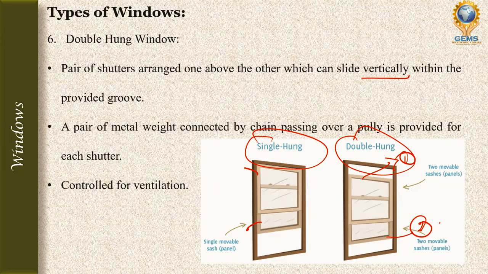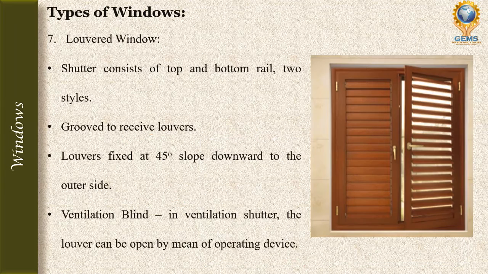Sometimes we will connect a pair of metal weights from one frame to another frame. So if you pull one window, the other one will move down when one is going up. One will go up, the other will come down. Like that we do it by connecting the pair of metal weights. These hung windows will be used for controlled ventilation. We use the double hung window to control how much air you want to enter your room.